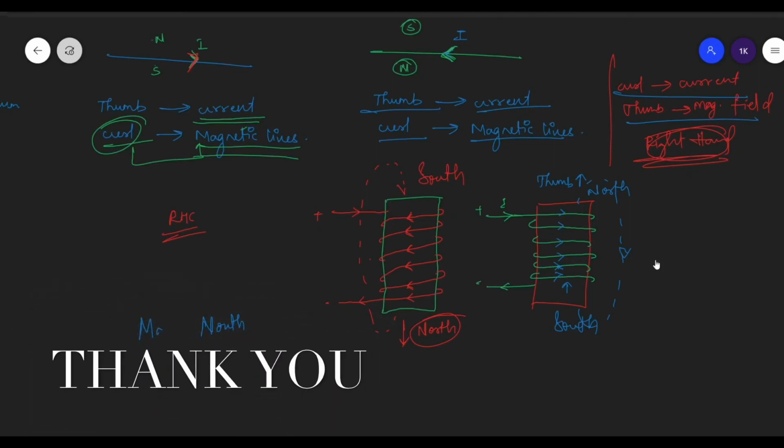Before entering into the Faraday's laws of electromagnetic induction, which is the main principle of transformer, let us end this session here and we will continue in our next video.